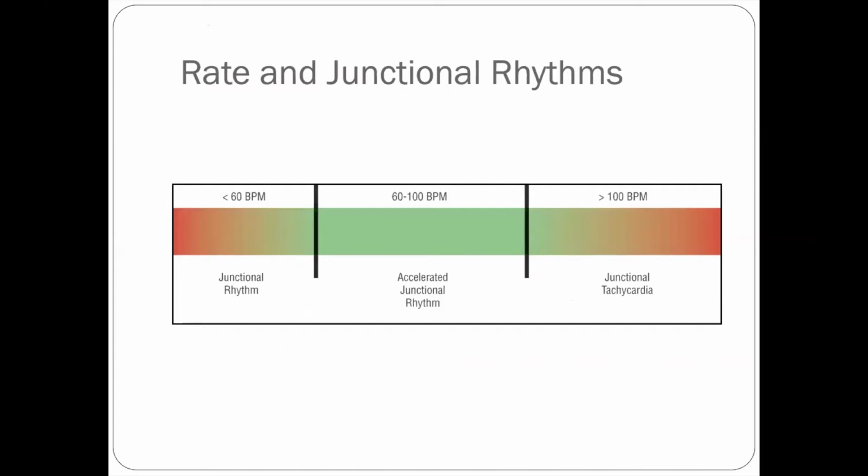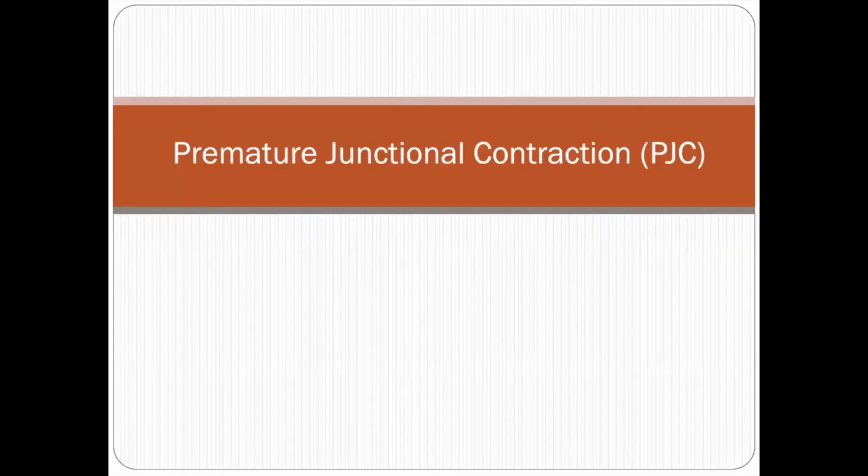If it's going faster than 60 beats per minute, we call it accelerated. And if it moves faster than 100, then we call it tachycardia. There's that window of time between 60 and 100 beats per minute that is faster than what the AV node would fire inherently on its own, but it isn't a tachycardia. So again, we call that accelerated junctional. So junctional rhythms, accelerated junctional rhythms, and junctional tachycardias. And I will split up junctional tachycardias in a minute here as well.